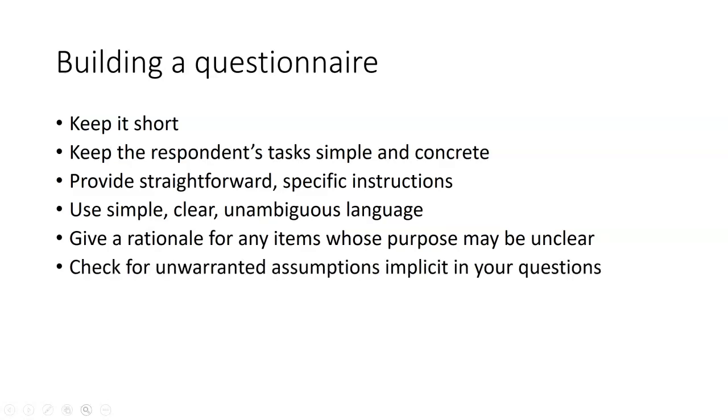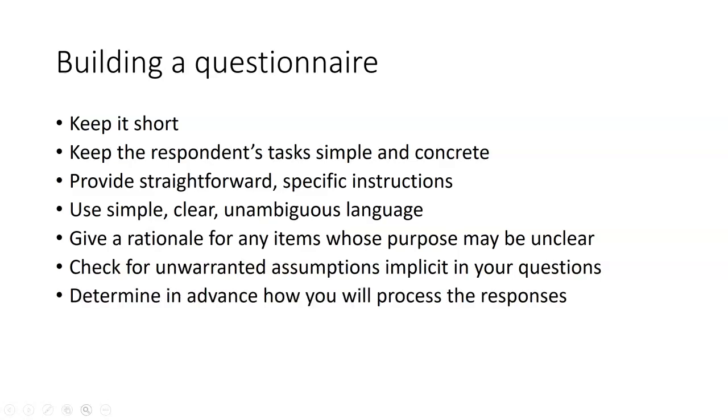And then it says check for unwarranted assumptions implicit in your questions. You can ask a question many different ways, and if you ask it many different ways, people might interpret it differently. That means you may have something that your question is asking to one person that it's not asking to something else. Determine in advance how you'll process the responses. What are you looking for as far as responses is how they're going to be processed and which way you're going to be able to deal with them. And all of this comes into building this questionnaire. So you can see it's taking a lot of time to make it really work out right.